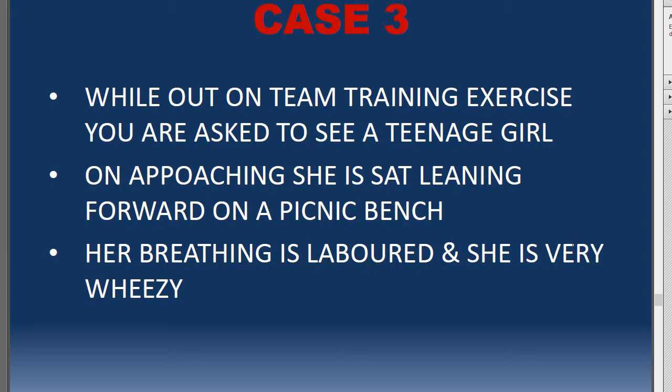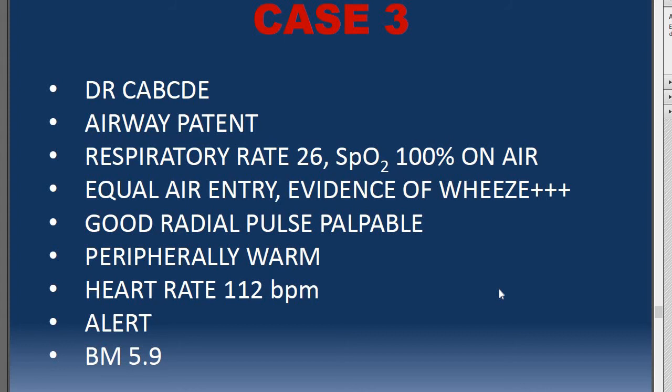Right, case 3. You're out at team training. You see a teenage girl leaning forward on a picnic bench. Her breathing is laboured. She's very wheezy. So, Dr. ABC: airway patent, respiratory rate 26. That's high. Saturations are 100% on air, so that's normal, isn't it? It's probably a bit higher than we might expect. Not everyone, most people run in the high 90s.